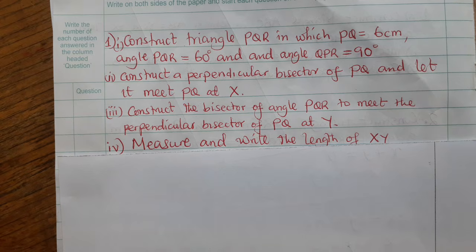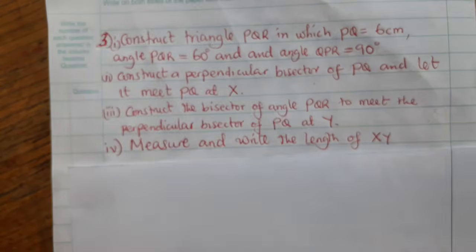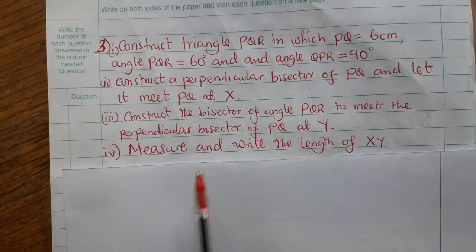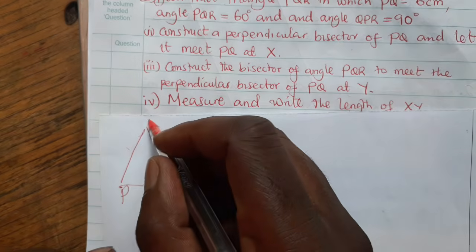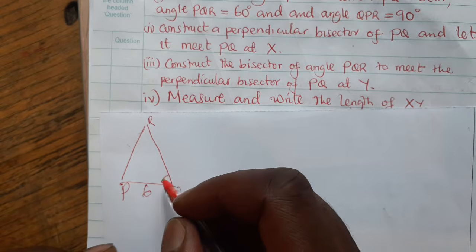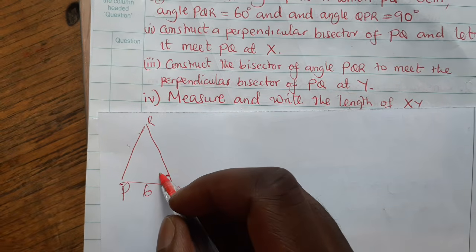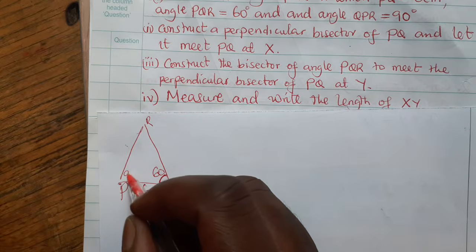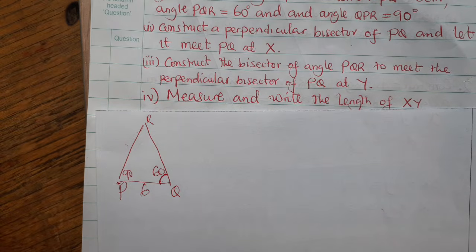So we have question 3. This is what is supposed to be our question 3 here. So we just have 3 questions. Okay. So here we are constructing triangle PQR in which, so the first thing, just like I told you, we do a sketch of PQR. PQ is 6. Then angle PQR is supposed to be 60. Then the angle here at P is supposed to be 90. That's all. It's just like the first one. It's very, very simple.